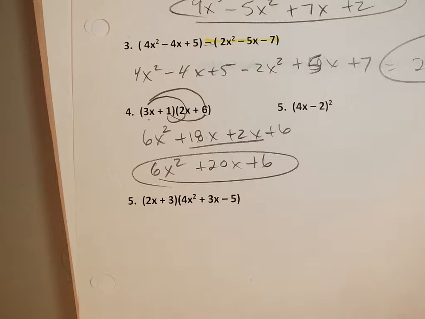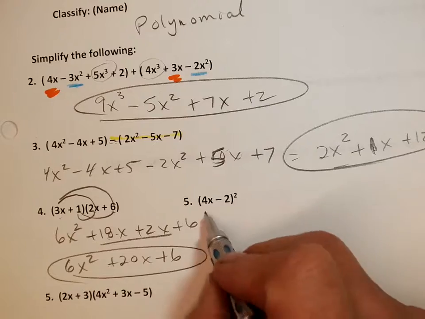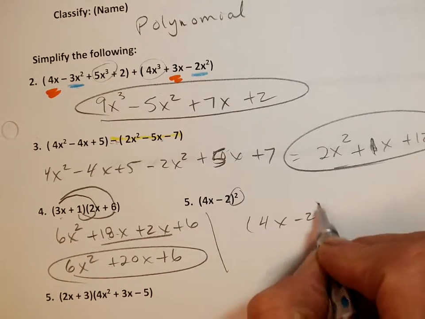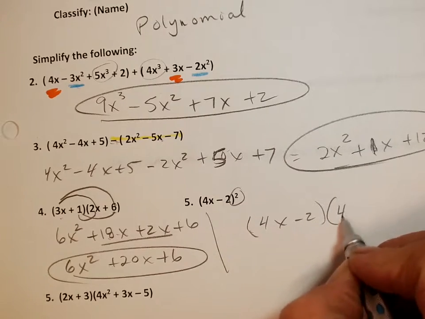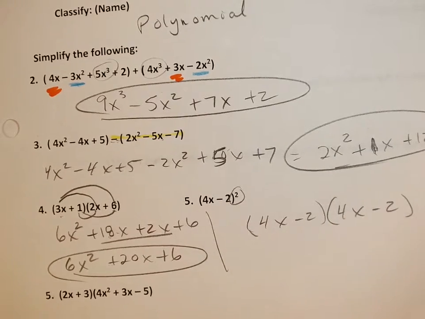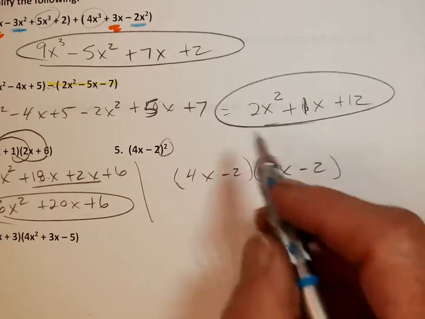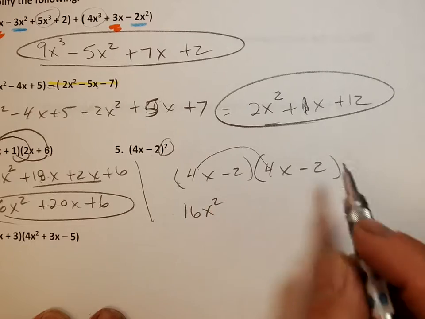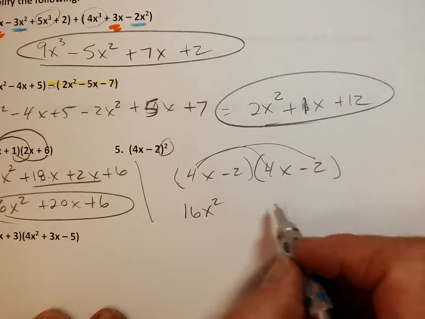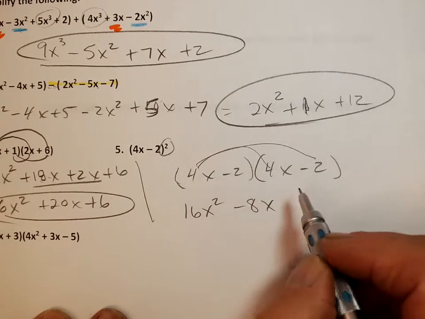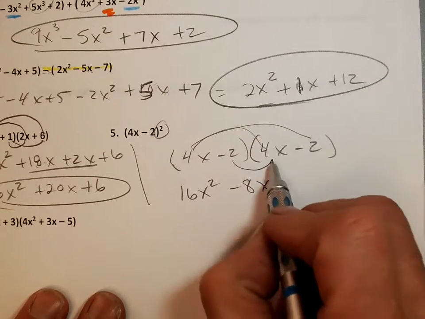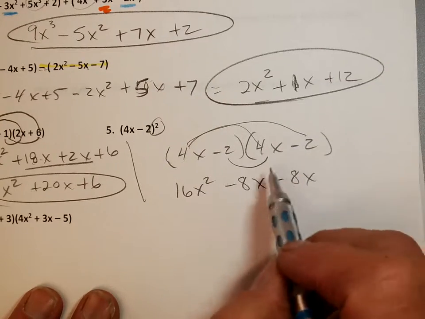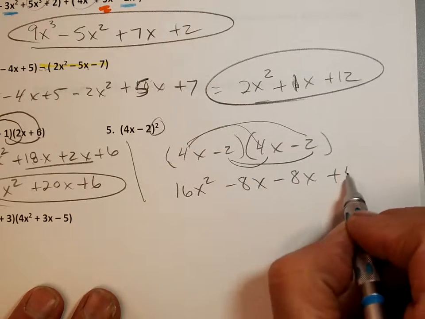Okay, number 5. So on 5, let's just write it twice. 4x minus 2 times another 4x minus 2, and we're going to do our double distribute. This times this, 16x squared. 4x times a negative 2 makes a negative 8x. Negative 2 times 4x makes another negative 8x. And negative 2 times negative 2 is a positive 4.